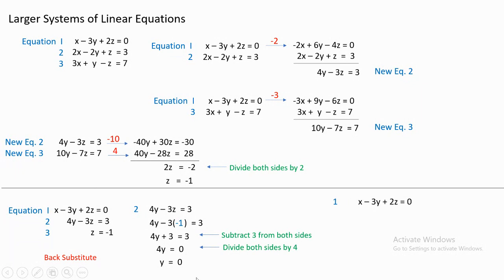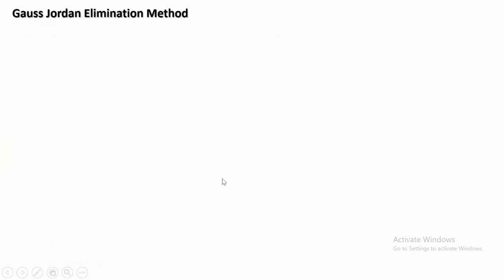Now I'm going to go back to equation 1. I already have the values for z and the values for y, so plug them in there and solve for x. Right, so y is 0, and z is negative 1 from here, right? So this will give me x minus 2 equals 0, so then we add 2 to both sides, so x equals 2. So my solution will be 2, 0, negative 1. That's my solution. Okay, that was number 9.